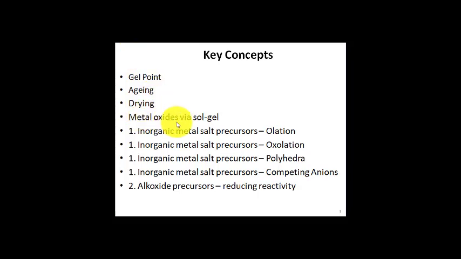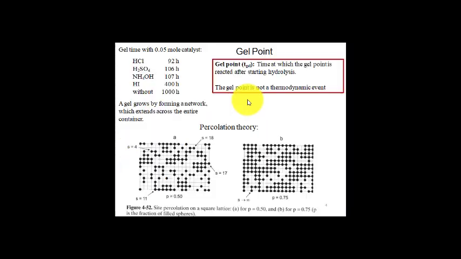Then we will discuss metal oxides via sol gel, inorganic metal salt precursors, which are of three types: olation, oxolation, polyhedra, and also competing anions. We will also discuss alkoxide precursors, their reactivity, and finally the advantages and disadvantages of the sol gel method.